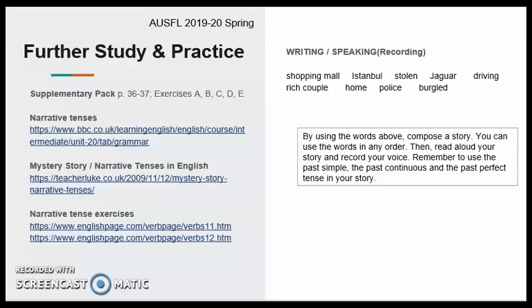If you want to practice writing and speaking, you can compose a story by using the words given here. You can use the words in any order. Then, read aloud your story and record your voice. Remember to use the past simple, the past continuous, and the past perfect tense in your story.